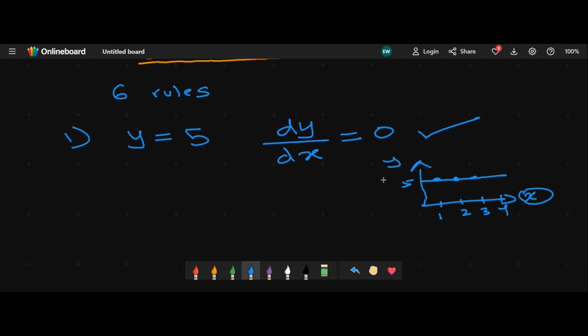So when x changes, does y change? No. So the rate of change is 0. There is no change in y when x is changing. So that is why the differentiation is 0.